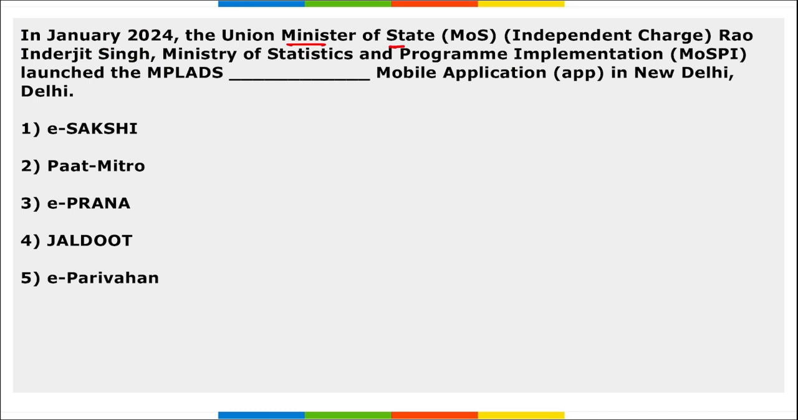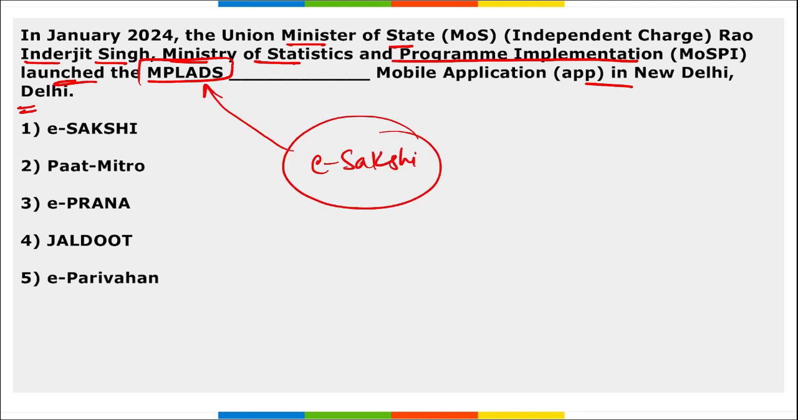Next, Minister of State Rao Inderjit Singh, that comes under the Ministry of Statistics and Programme Implementation, launched the MPLADS mobile application in New Delhi. The name of that application is Sakshi. It is the mobile application of MPLADS. Mark this important. Now what does this Sakshi stand for? This question can also be asked to you.